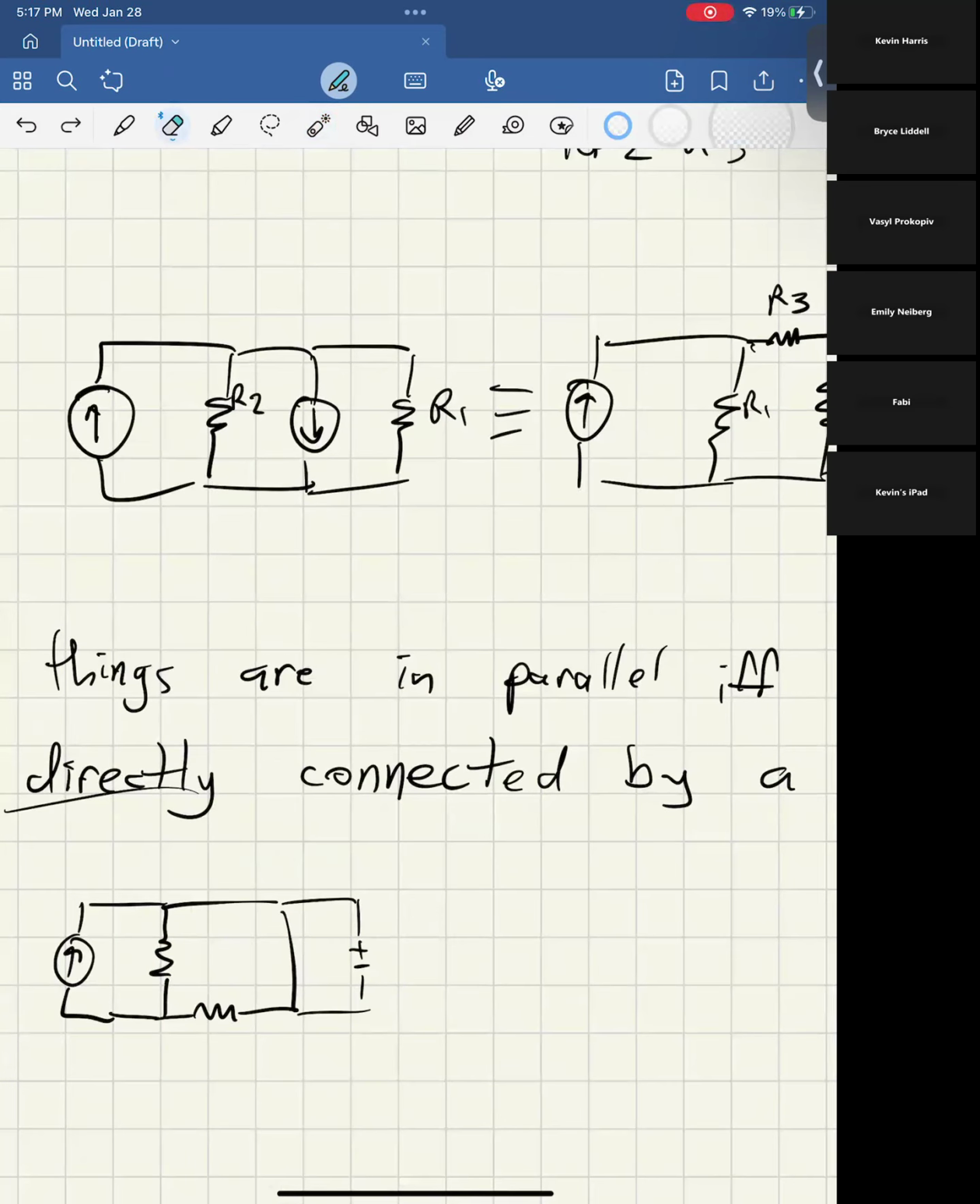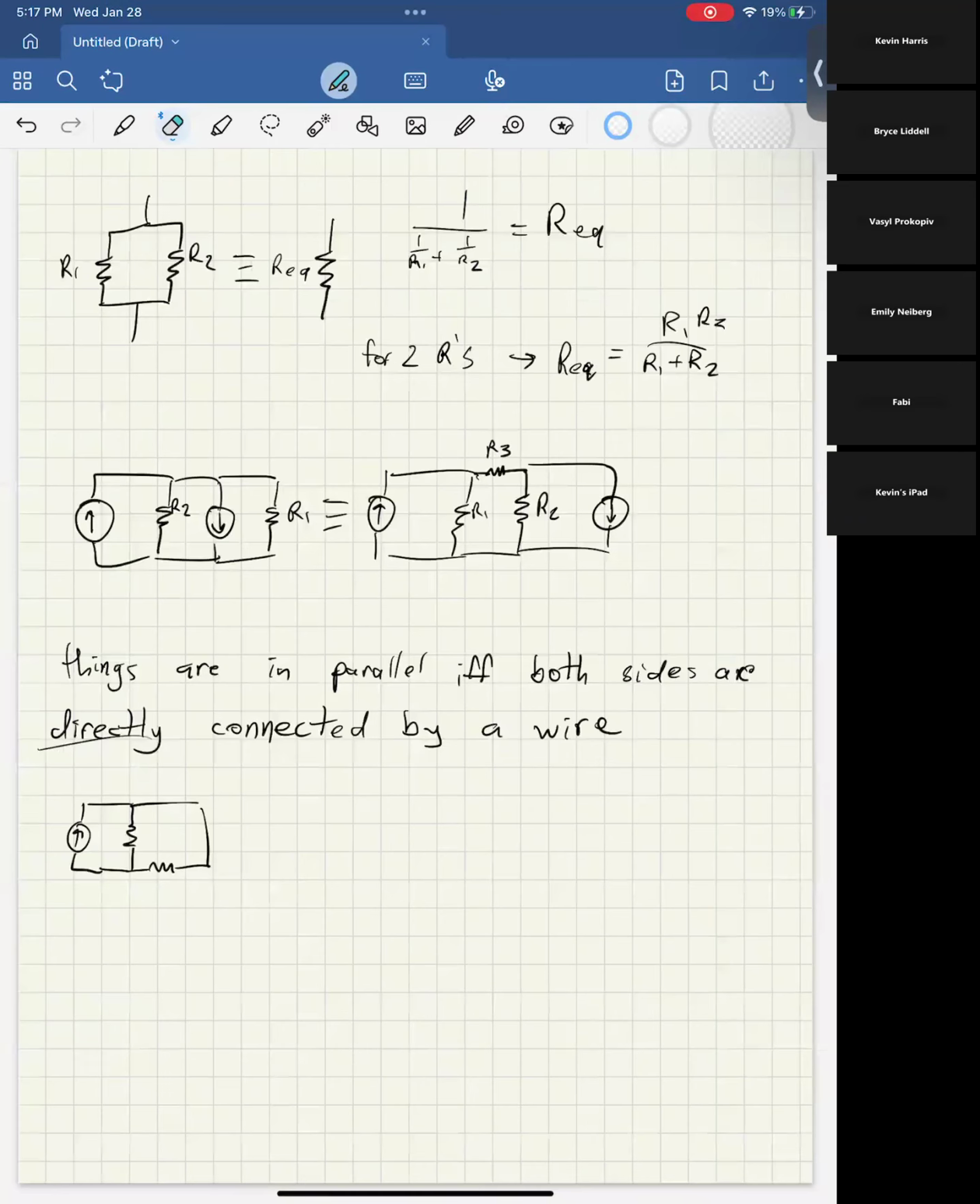Also, this is a bad circuit. This voltage source isn't doing anything. Pretend I didn't put that there. Okay.